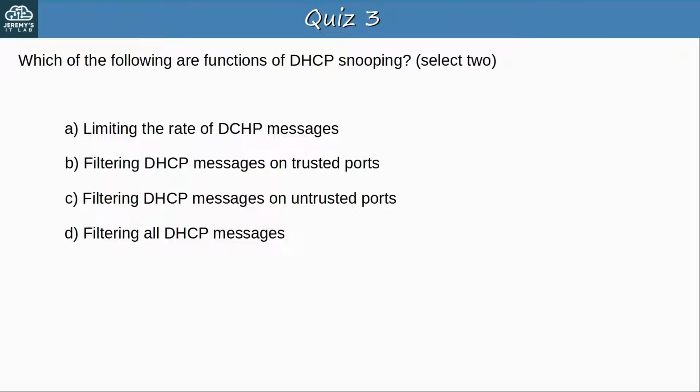Okay, the answers are A, limiting the rate of DHCP messages, and C, filtering messages on untrusted ports. DHCP snooping won't filter messages on trusted ports, and it also won't filter all DHCP messages. It will only filter those that are received on untrusted ports. Okay, let's go to question 4.